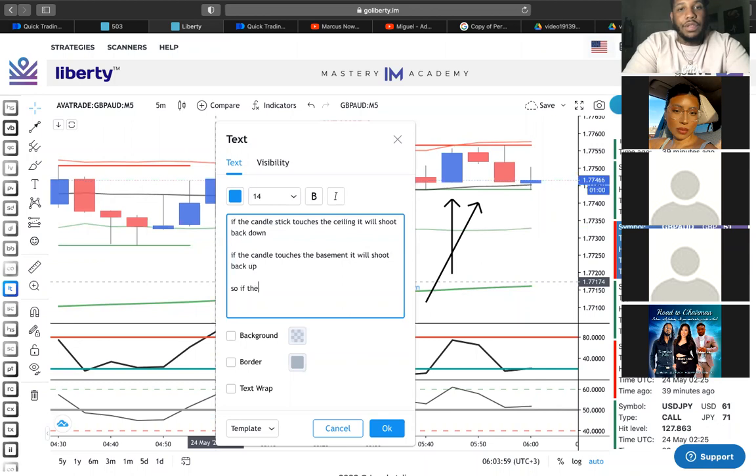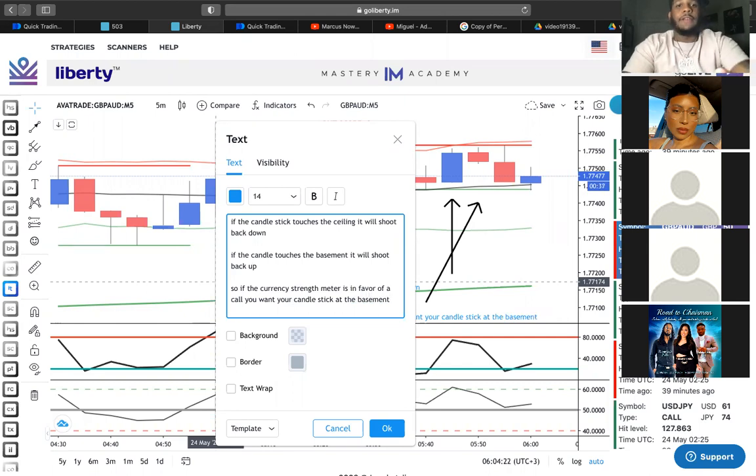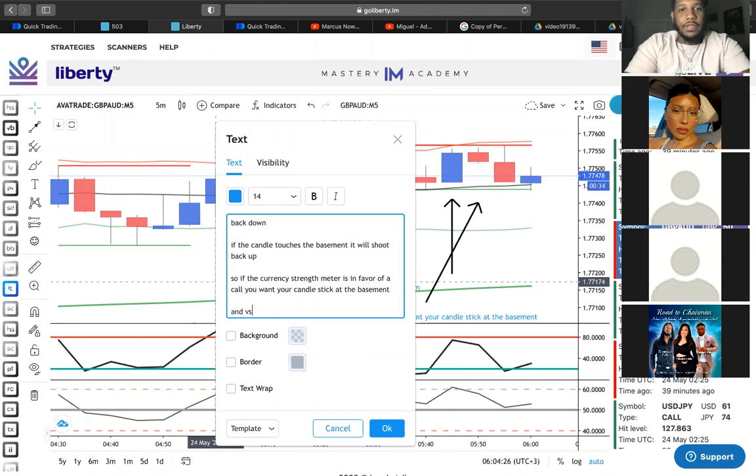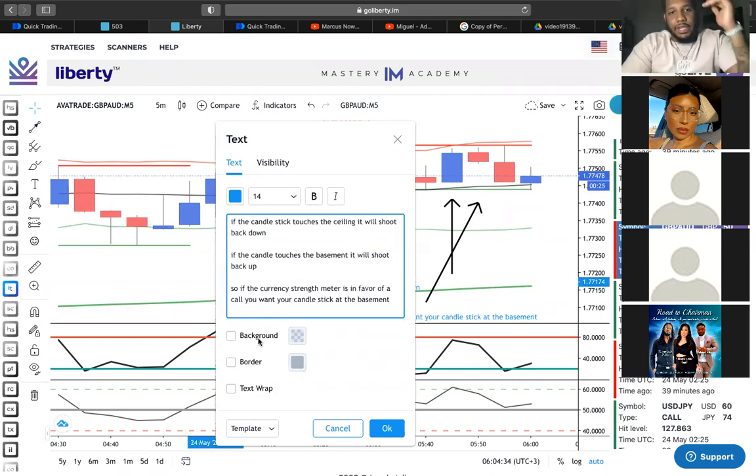So if the currency strength meter is in favor of a call, you want your candle... Right? And vice versa. So if the candlestick touches the ceiling, you know that it will shoot down. If the candlestick touches the basement, you know that it will shoot up.